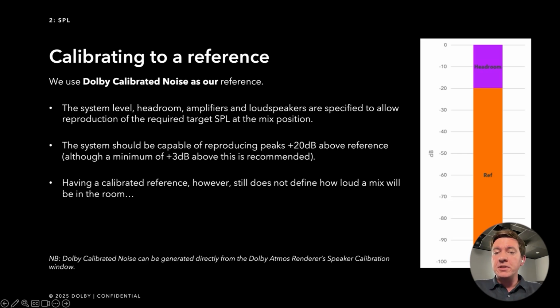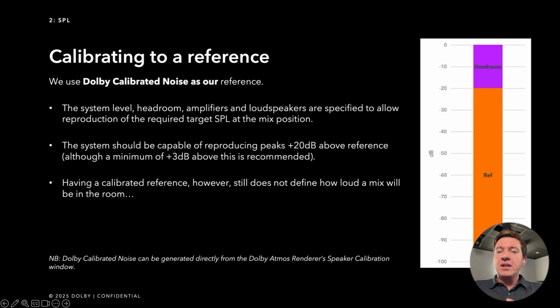It pretty much is pink noise, but it has a slightly higher crest factor than the pink noise that you'd get out of another signal generator, be that in your DAW or elsewhere. In principle, Dolby calibrated noise should sit at about minus 20 dBFS. So the idea is that once you've calibrated your system, the system, through its specification of amplifier performance, speaker performance, etc., should be able to reproduce 20 dB above that calibrated reference level. We ideally like it to have at least another 3 dB above that, just to be safe, to be able to deal with super transient things.